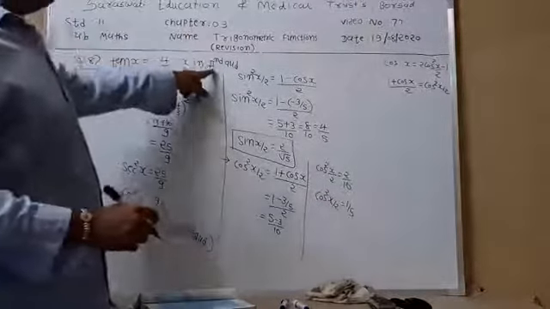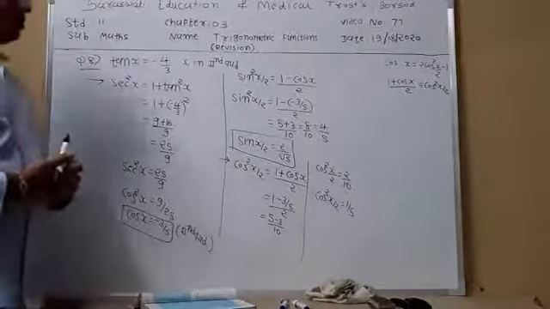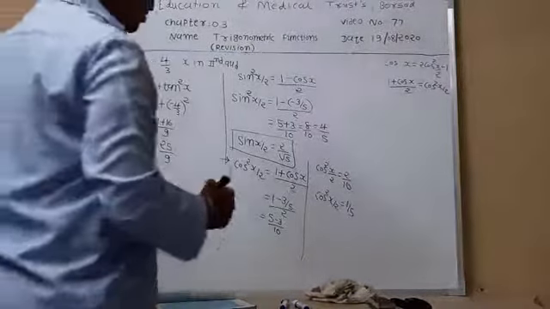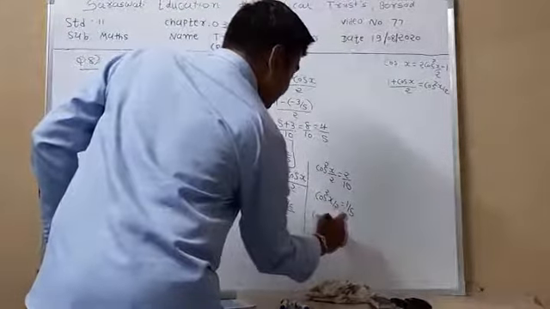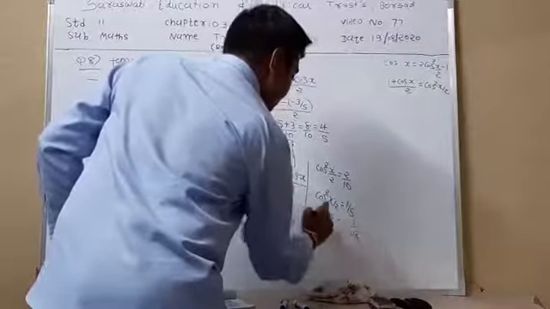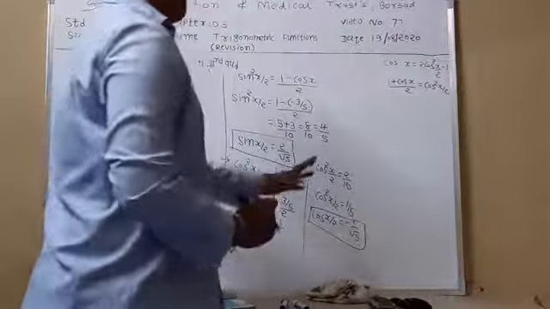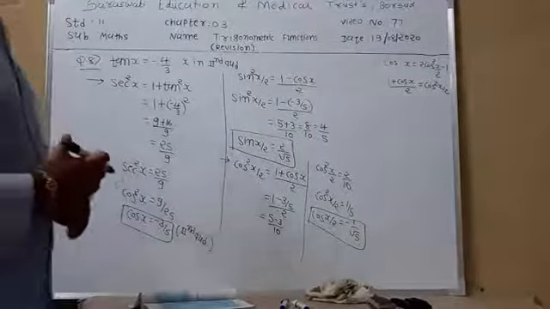Now again remove the square root, considering the quadrant. The value of cos is negative in the second quadrant, so we write cos x by 2 is equal to minus 1 upon under root 5. So our second value: cos x by 2 is equal to minus 1 by under root 5.